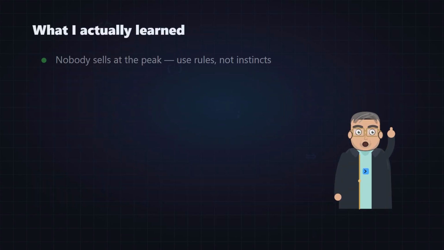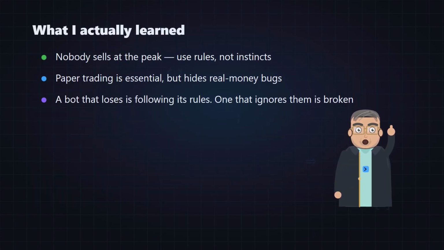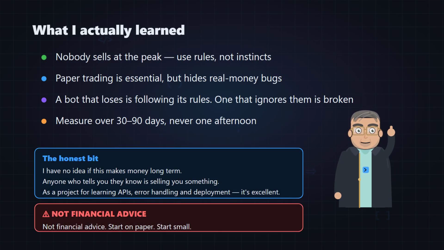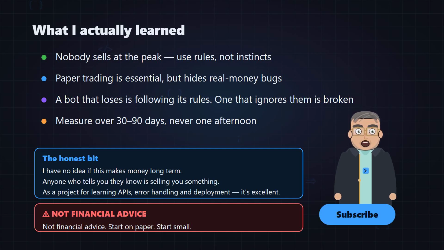So what did I actually learn? A few things, and none of them are exciting. Nobody sells at the peak, so you use rules instead of instincts. Paper trading is essential, but it will not show you every bug. A bot that loses money on a trade is not broken, it is following its rules. A bot that ignores its rules is broken. And you measure this over 30 to 90 days, not over one good afternoon.